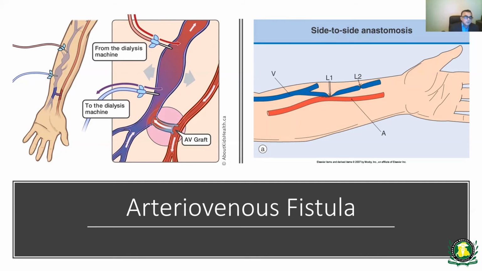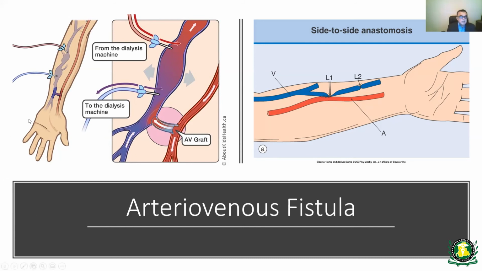Usually it takes about 4 to 8 weeks for the fistula vein to become mature and functional and can be cannulated to start dialysis. AV fistulas are less likely to get infected, they last longer, and they have less chance of thrombosis.